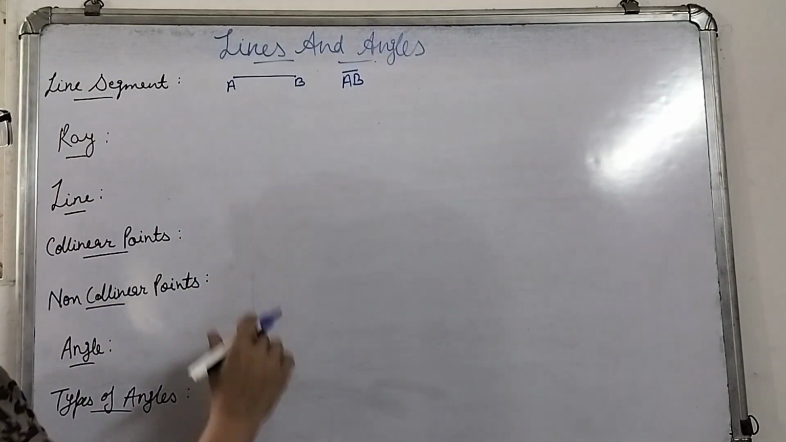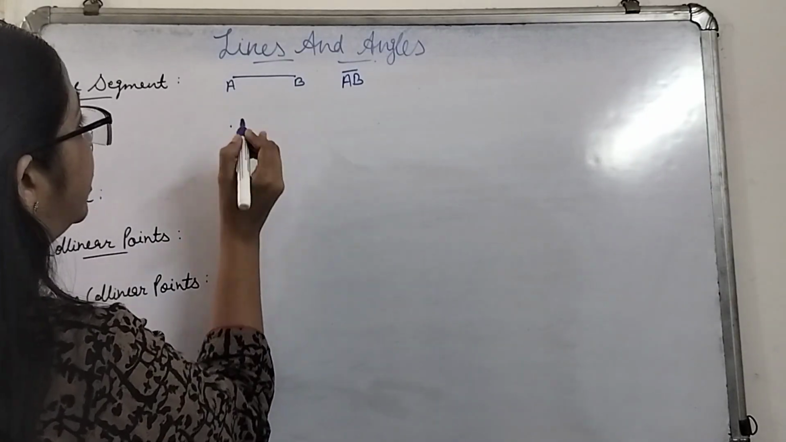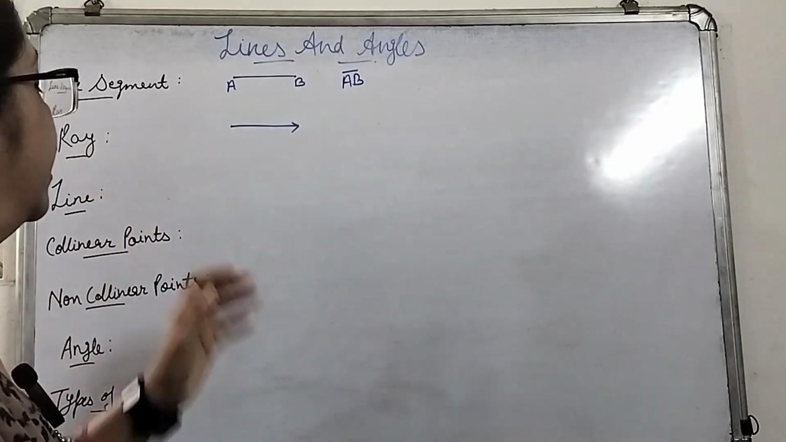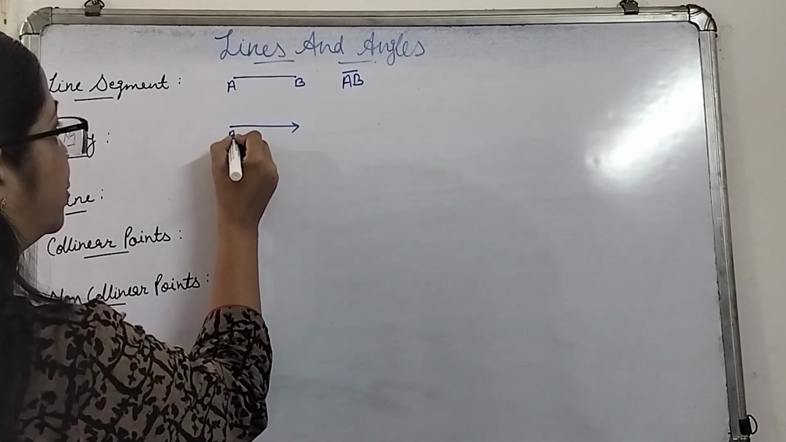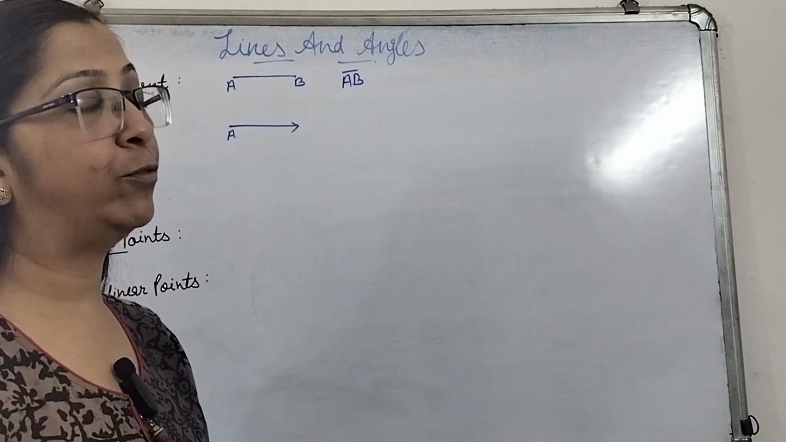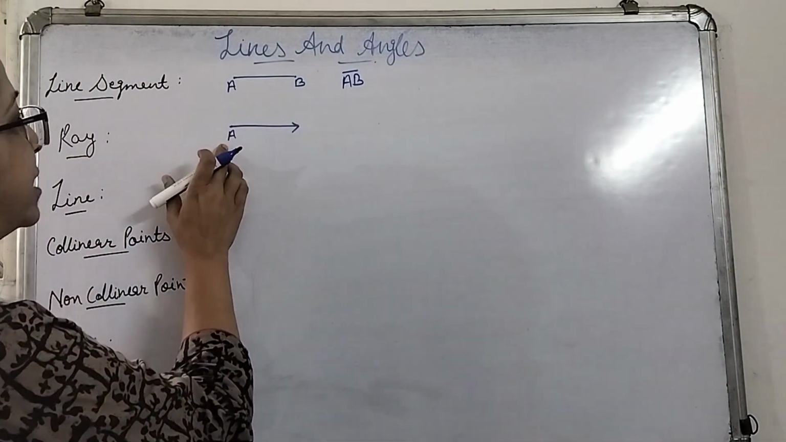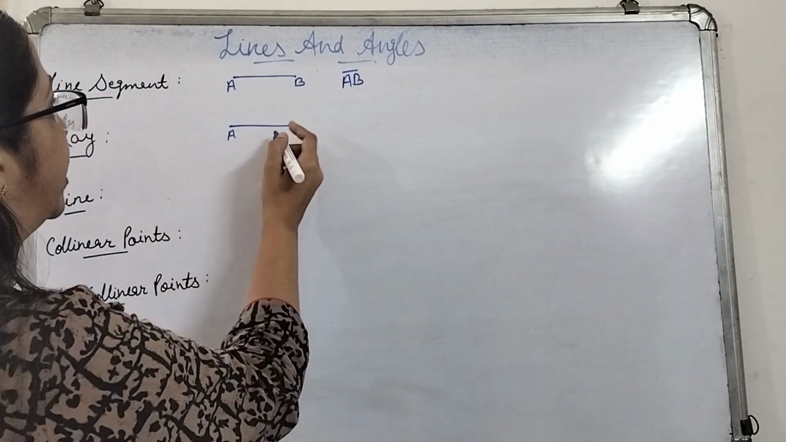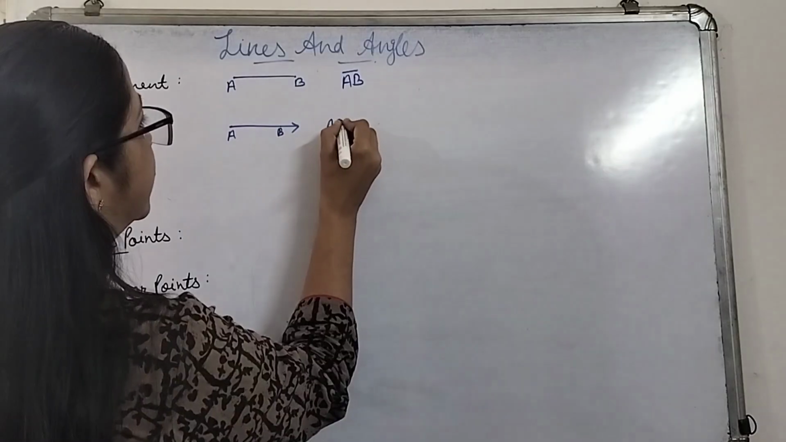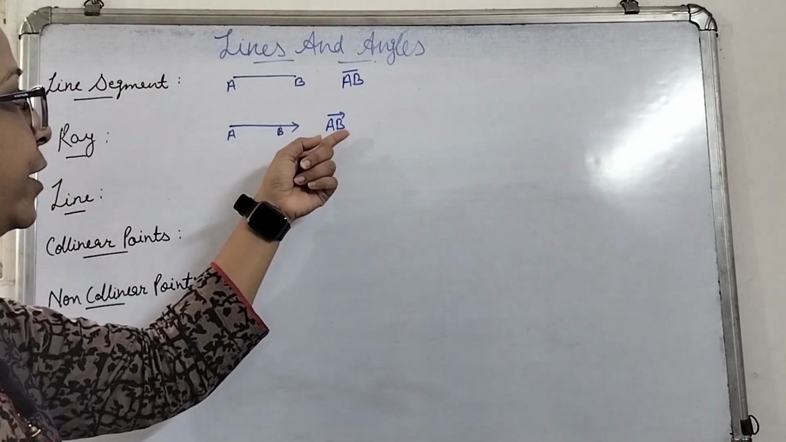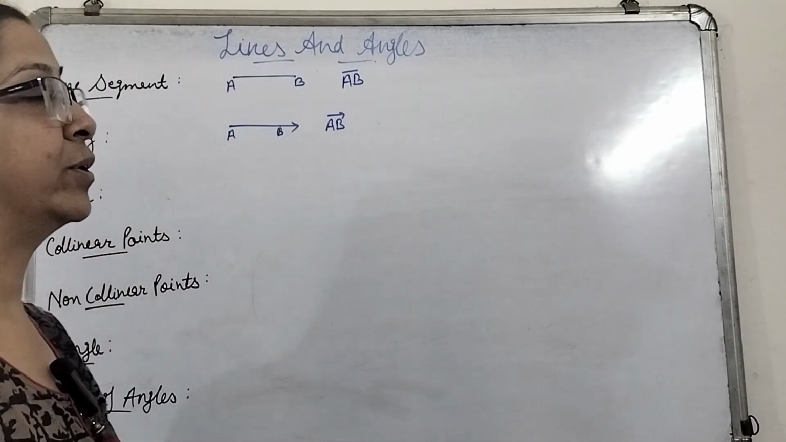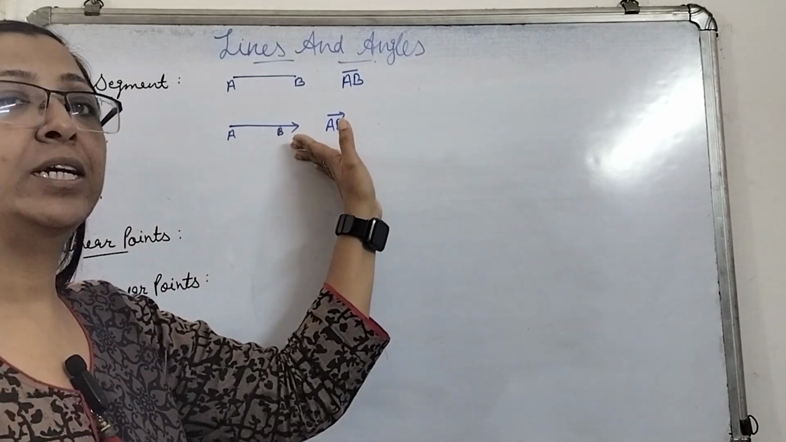Then comes your ray. If a part of the line has only one endpoint and does not have the other endpoint, then it is known as a ray. That means we have the starting point of the ray, suppose it is A, but in this direction it can be extended up to whatever length we want. Suppose this is your ray AB. Ray AB will be denoted as AB, with an arrow over it. So this is the denotation of a ray AB. We cannot measure the length of a ray AB because it does not have any fixed length.